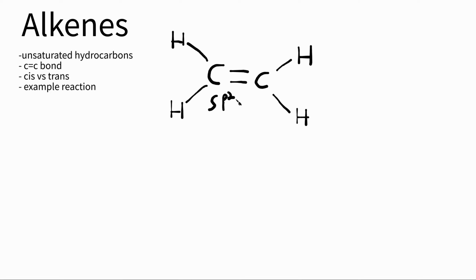Forgive me, I don't have a mouse still. So both of these are sp2. It's an unsaturated hydrocarbon. That means we have the ability to add hydrogen atoms onto this, right? If I wanted to change this to an alkane, I could use some hydrogen gas, some H2, and some metal catalyst, and then I would get the alkane. I get ethane.